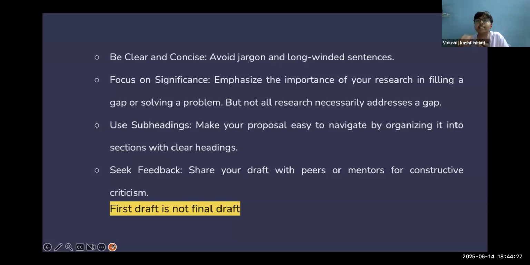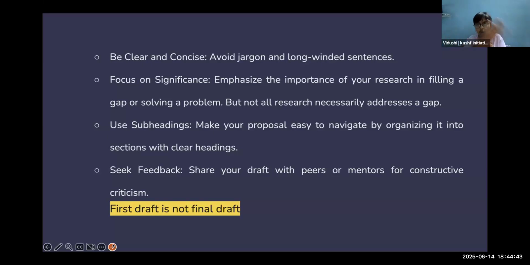But the whole point is to highlight the significance. How do you anticipate the importance of your work? Just stress on that when you're talking about your research proposal at several points and places. And use subheadings. Make your research proposal easy to navigate.